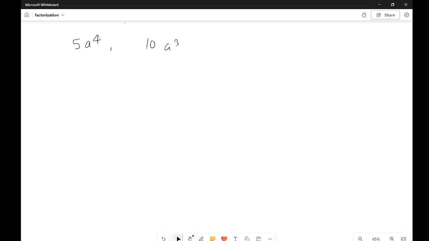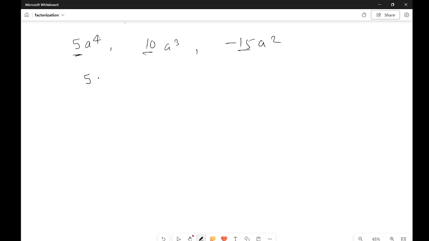First expression is 5a raised to the power 4. Second expression is 10a cube, and the third expression is minus 15a square. So what will be common? Let's see. The very first constant part will be 5 as a common, right? Now see what can be the next.